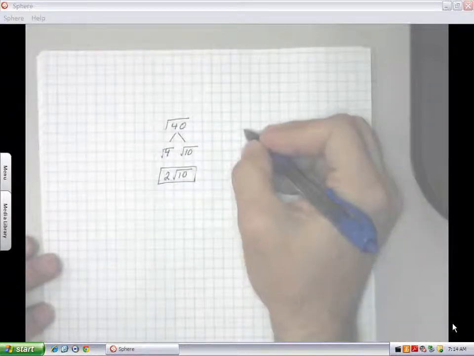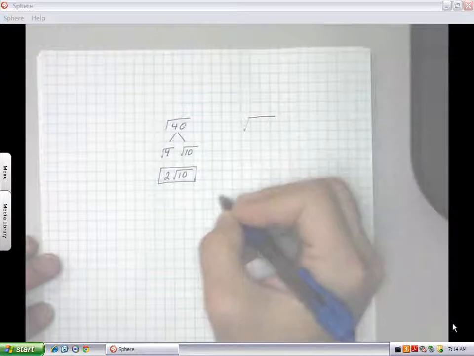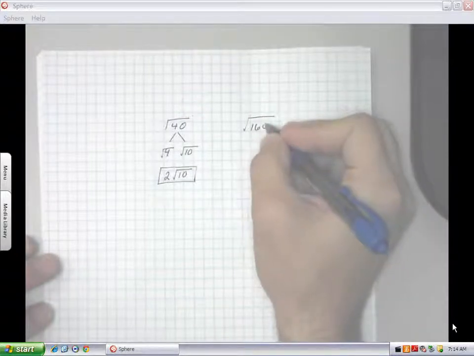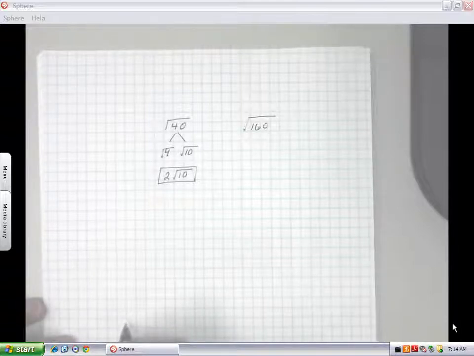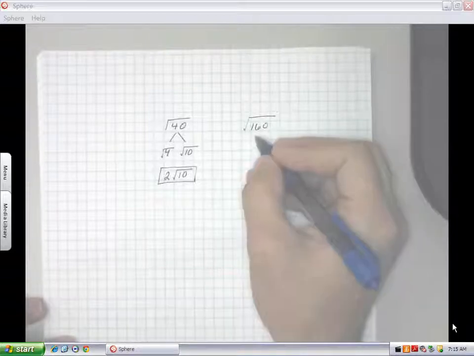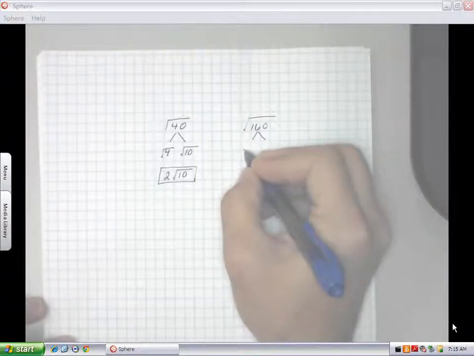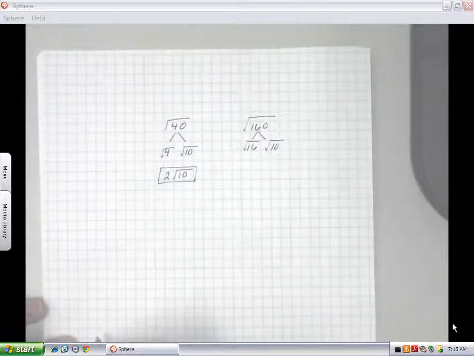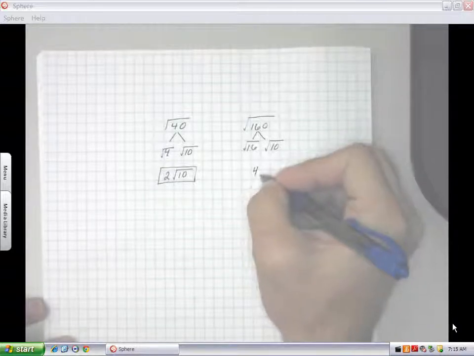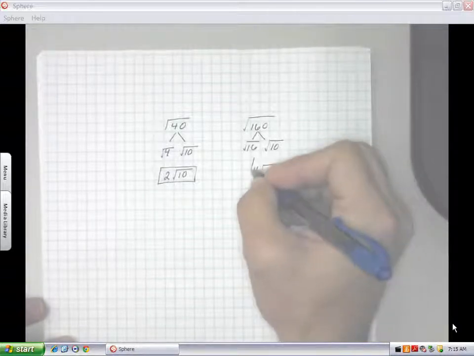Similarly, let's try the square root of 160. Again, I'm looking for the largest perfect square that goes into 160. I know that 4 goes into 160, but I think that there might be a bigger perfect square that goes into 160. Actually, 16 also goes into 160 10 times. So now I have the square root of 16 times the square root of 10. Square root of 16 is 4. Square root of 10 remains the square root of 10.